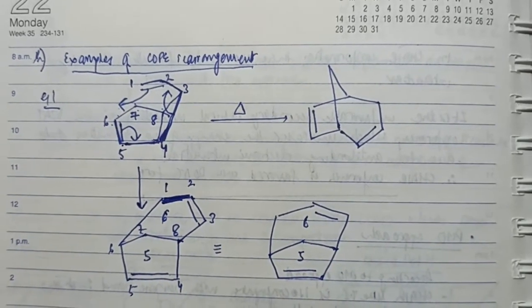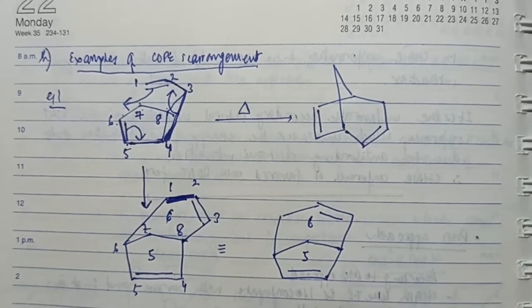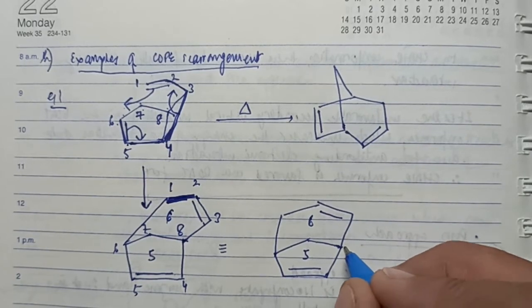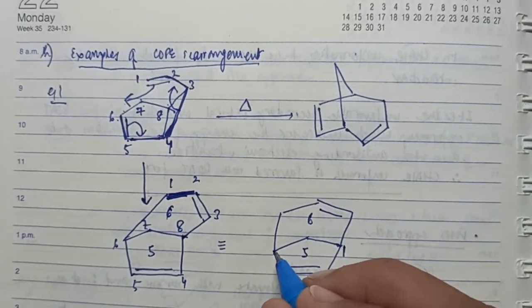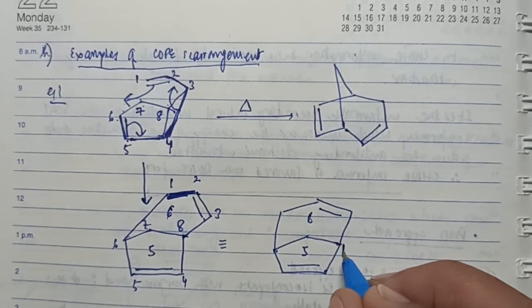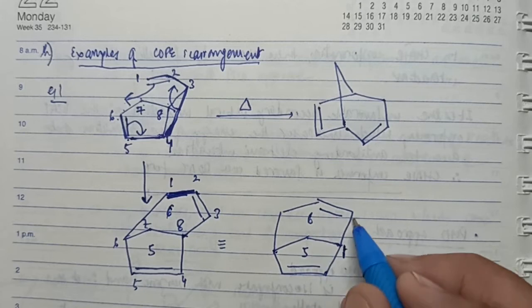As far as the IUPAC numbering is concerned, if I forget the previous numbering, I have to number bridgeheads first. So numbering can start from here or here. Numbering preferably starts from here, because once the numbering is followed, it moves to the larger ring, and the larger ring is this one.